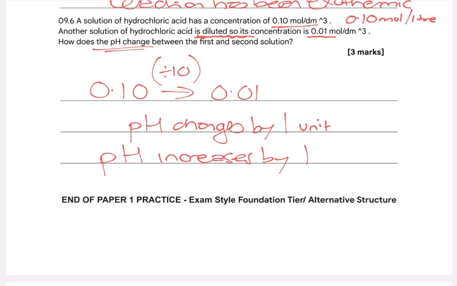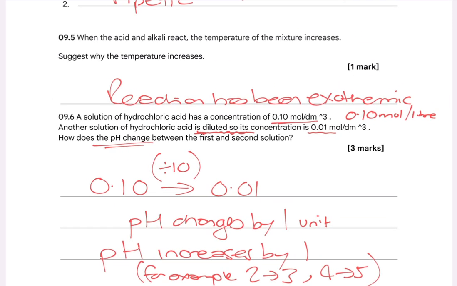So we don't know what the starting pH was, but for example, it would go 2 to 3, or 4 to 5, something like that. It would change by 1 unit, and we would be happy with that situation. Okay, and there we go.